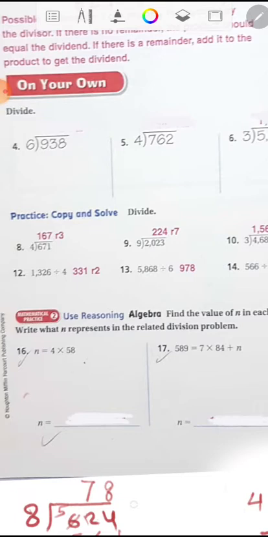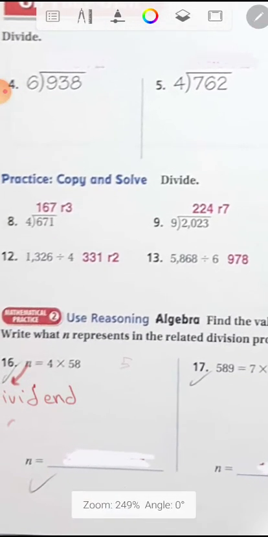So the first equation, we learned in the lesson that I have to find the dividend. To find the dividend, I have to multiply the divisor by the quotient. So this is the equation for the dividend. So to find the dividend here, I have to multiply 58 with 4.